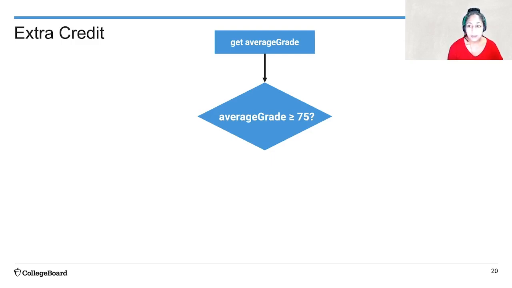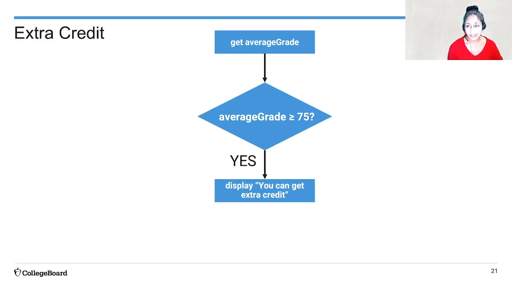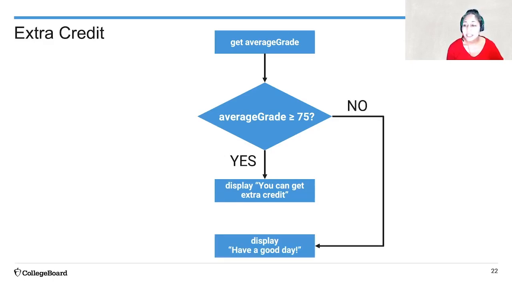So if the grade is greater than 75, if this is true, then I'm going to display that, hey, you can get extra credit. If it's false, or the answer to this question is no, then I'm just going to display have a good day. I'm not going to tell them that they get extra credit. Even if they can get extra credit, I'm also going to tell them to have a good day.